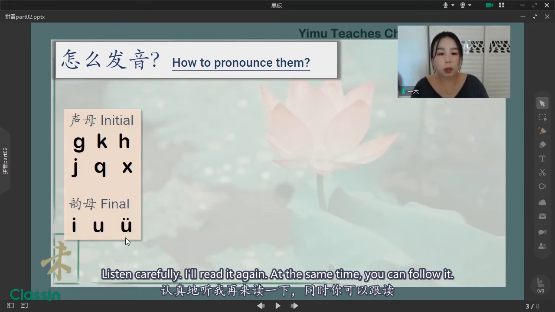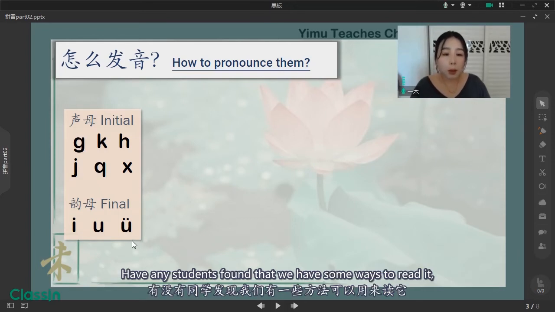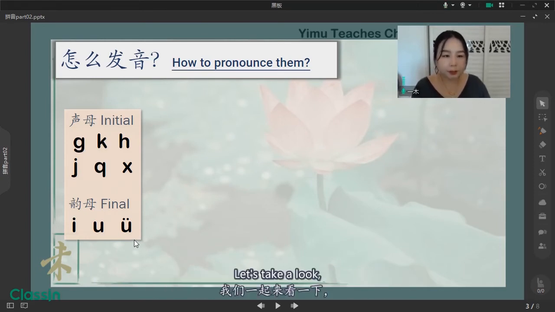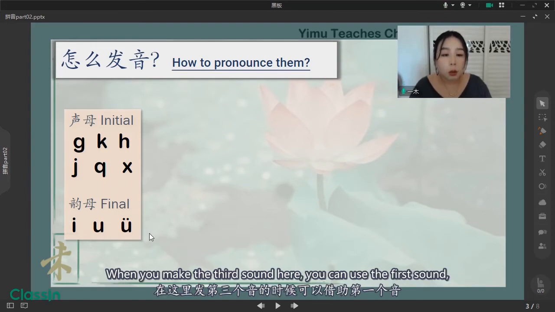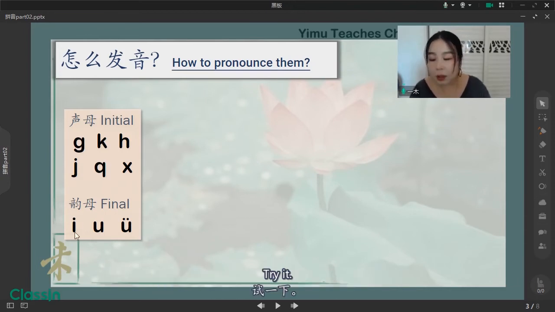ü, ü. Have any students found that we have some ways to read it? Let's take a look. First, listen to the first one and the third one. When you make the third sound here, you can use the first sound. Try it.